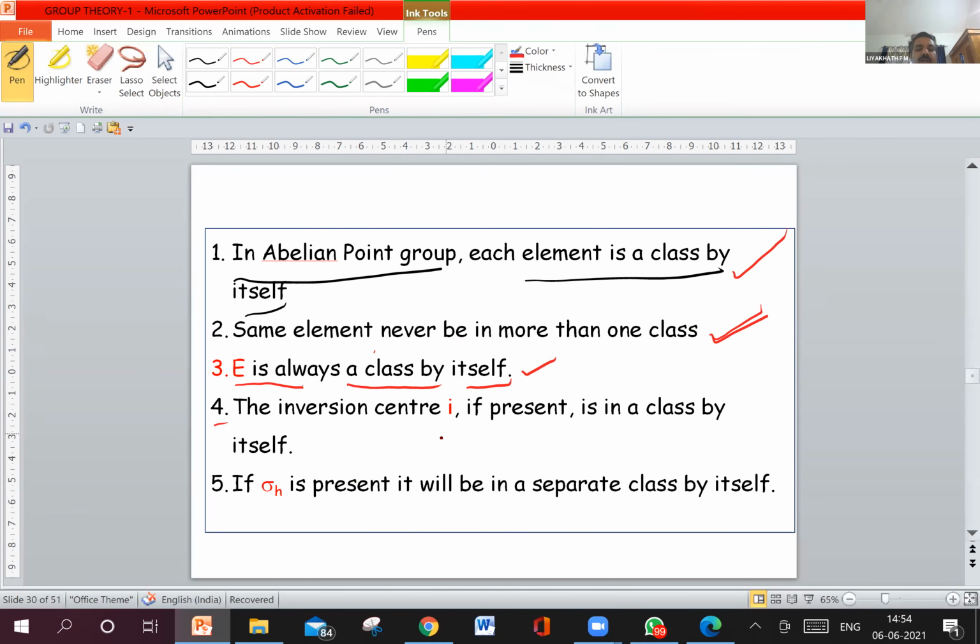And for the inversion center i and sigma h, they will always belong to separate classes because they commute with all other elements. So E will be in a separate class, and sigma h also will be in a separate class by itself.